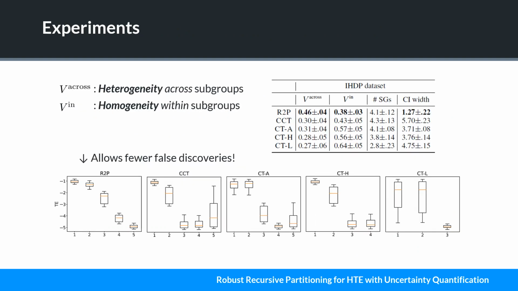Finally, we evaluate our R2P method by comparing its performance with state-of-the-art heterogeneous treatment effect estimation methods. For this, we mainly use the variances across and within subgroups to evaluate the heterogeneity and homogeneity respectively. From the table, we can see that our method R2P achieves the best performance in all the performance metrics while discovering subgroups with minimum overlap to avoid false discoveries as shown in the figure.